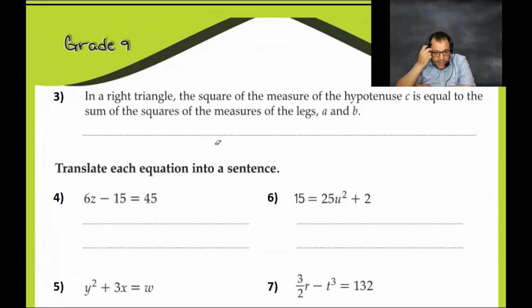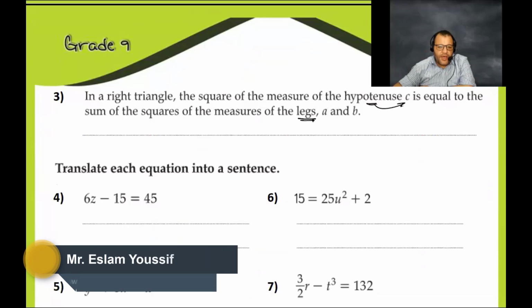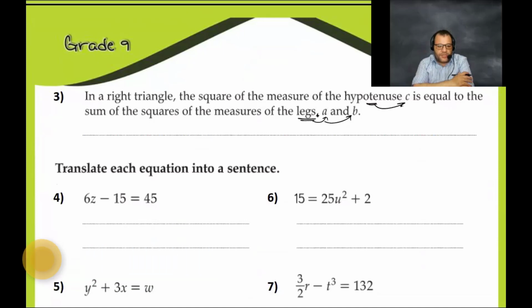In the right angle triangle, the square of the measure of the hypotenuse C, we denote the hypotenuse with the letter C, equals the sum of the squares of the measures of the legs, the two legs that we have, A and B. So how can we represent this one? Again for this one, the square of the measure of the hypotenuse, or the number C. What is the meaning of that?